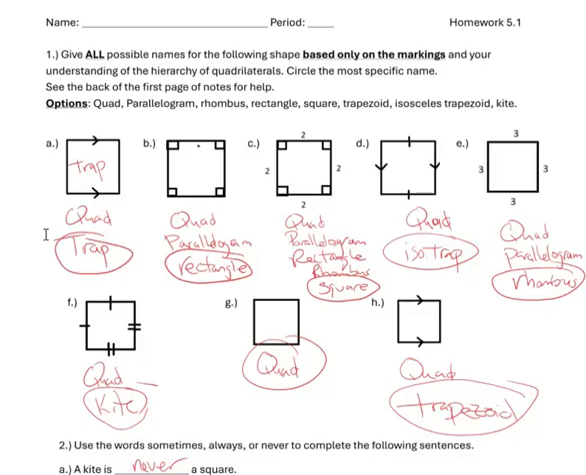The next one would be a kite, because you have 2 pairs of congruent sides, but they are not opposite one another, and this is by definition a kite. Kite is a 4-sided figure with 2 pairs of non-opposite congruent sides. The next one just has 4 sides, so it's going to be a quadrilateral. And the last one has 4 sides, quad, and 1 pair of opposite sides are parallel, trapezoid.